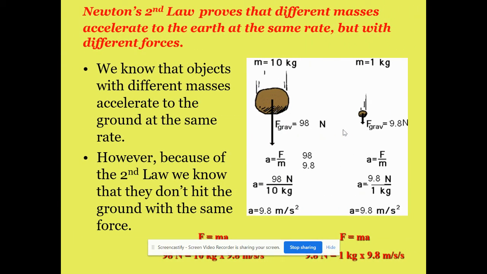Newton's second law shows that different masses accelerate toward Earth at the same rate, but with different forces. So we know that objects with different masses accelerate to the ground at the same rate. However, because of the second law, we know they don't hit the ground with the same force. If you look, this big rock and this small rock are both accelerating at the same rate because the force pulling them down is gravity. However, this rock is 10 kilograms of mass, where the other rock is only 1 kilogram of mass. That makes our numbers different. So the force is different.